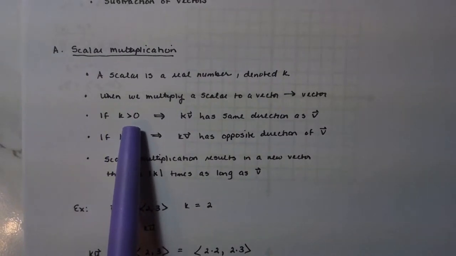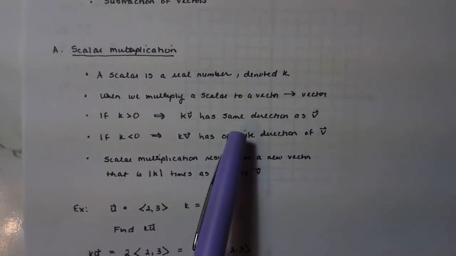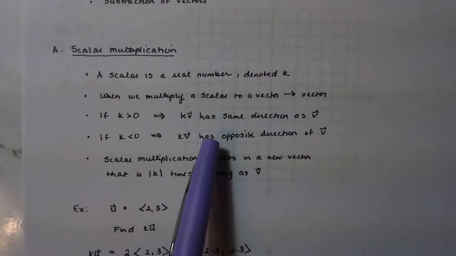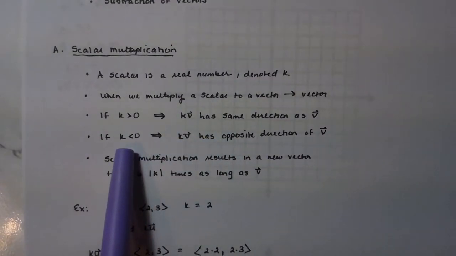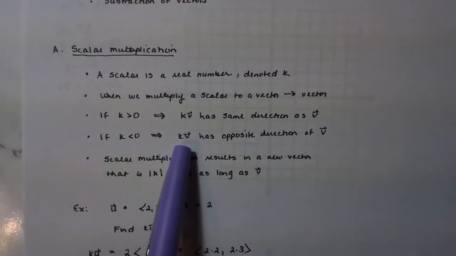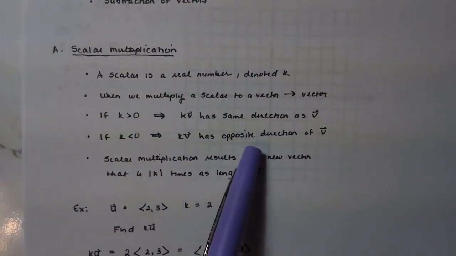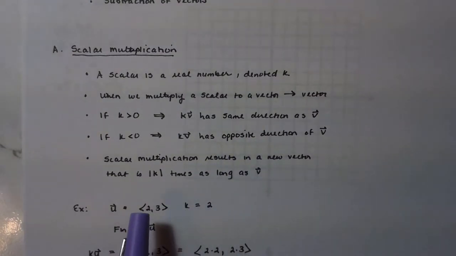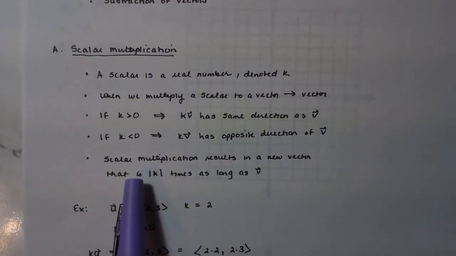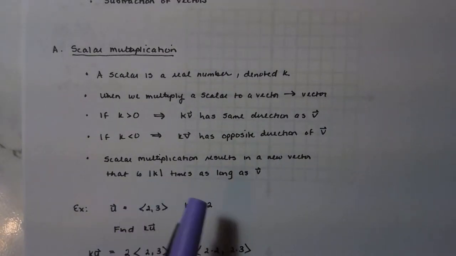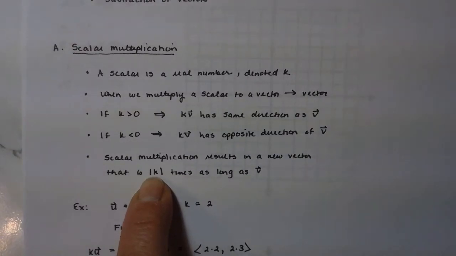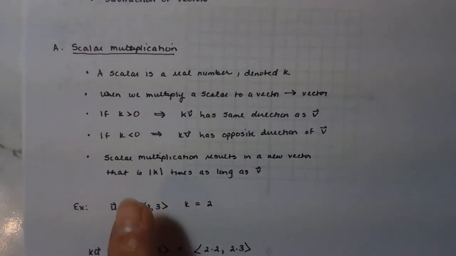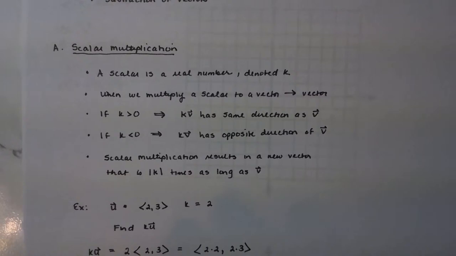If k is a positive number, then the vector is going to have the same direction as the original vector. If the scalar that you're multiplying is negative, so maybe you multiply negative 3 to your vector, then that scalar times the vector is going to cause the vector to take on the opposite direction. I'll show you what that means geometrically in a minute. Okay. So again, when we multiply by a scalar, we get a new vector that is the absolute value of k, because it's distance, times as long as the original vector.